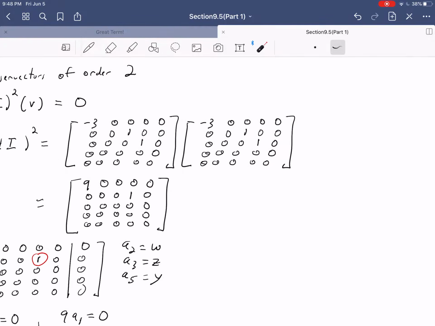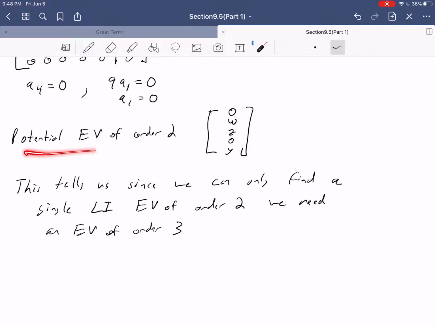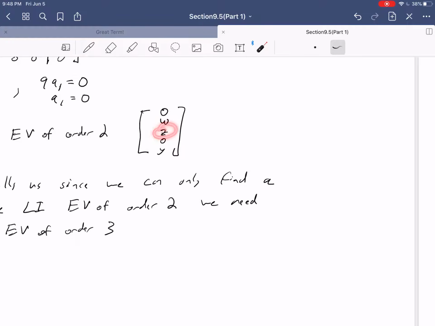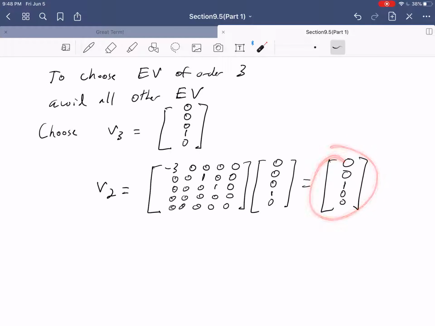Are we shocked? Not at all, because we said the potential EVs of order 2 are of this form, but we said this and this are actually going to show up in the eigenvectors of order 1, so it had to just be here, and that's exactly what we just found.